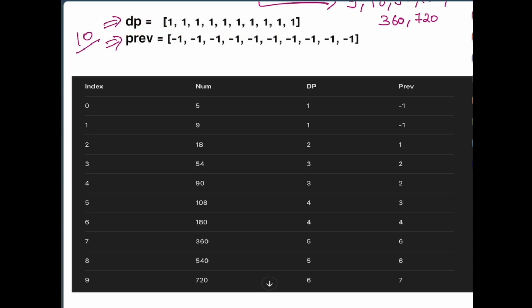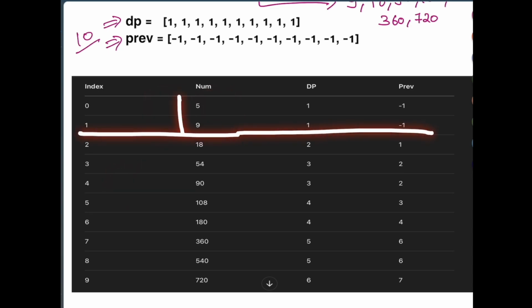Now I will come to previous as well, and why we are taking it as -1. When we are at index number 0, the DP length is 1 and previous is -1. I will come to why it is -1. Now let's talk about when our array is not just 5 but 5, 9, and we are at index number 1.